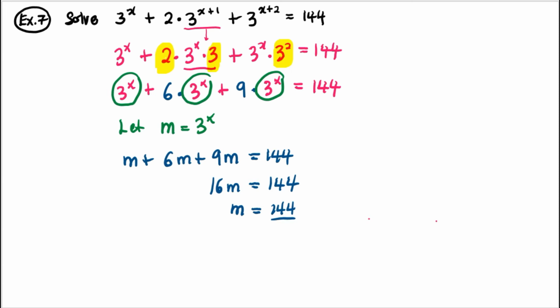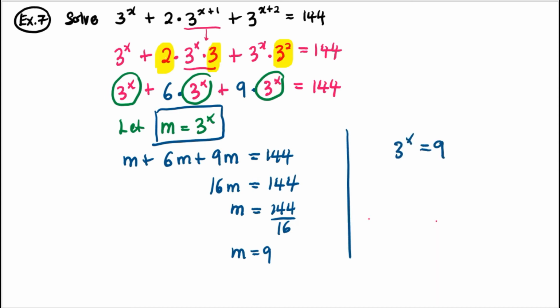16 divided by 16. So m is equal to 9. But what is m? m is actually 3 to the power of x. Therefore, 3 to the power of x equals 9. Why? Because we have m equal to 9, because m is actually 3 to the power of x.